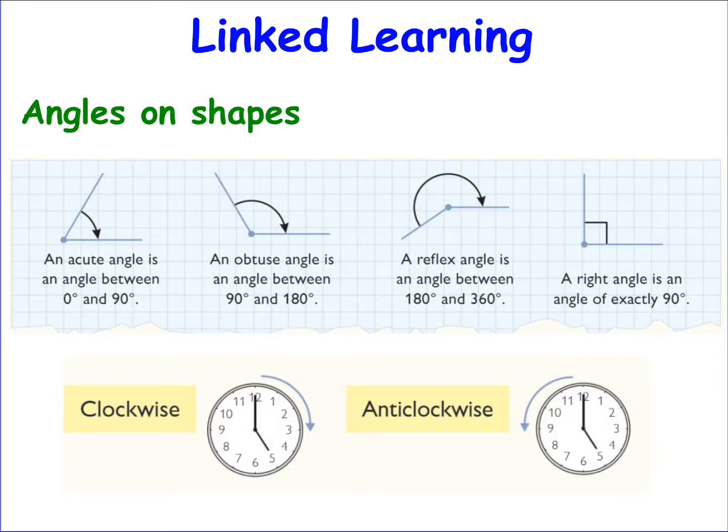The linked learning for this video relates to what we've already done on angles on shapes. When we did angles on shapes, we talked about acute, obtuse, reflex and right angles, and we also learned how to measure those angles. We shall be using those skills in this lesson. We will also be covering the terminology clockwise, which means going around the clock the same way as the hands do, and anti-clockwise, which is going in the opposite direction.